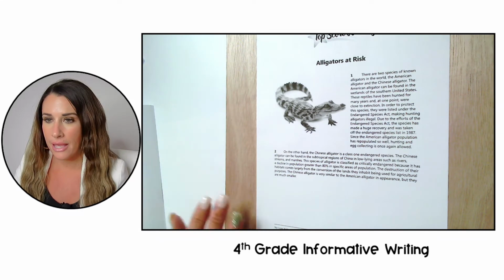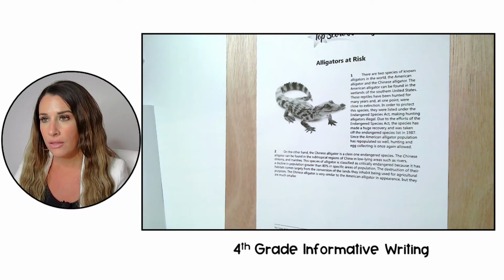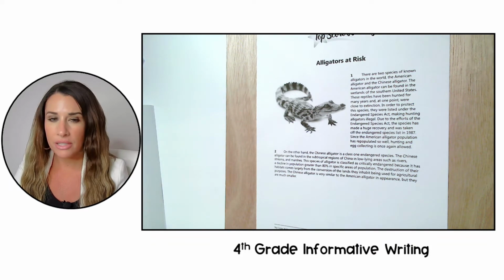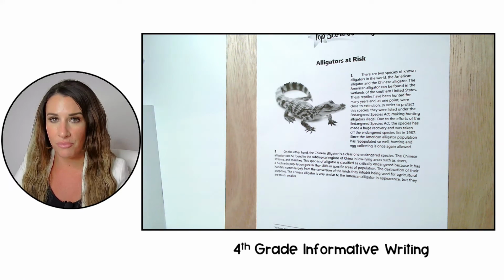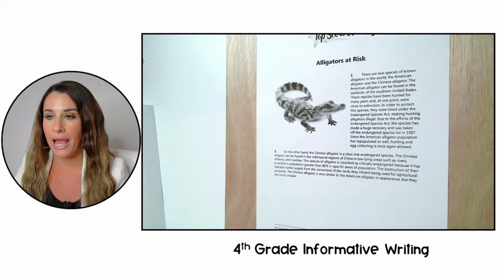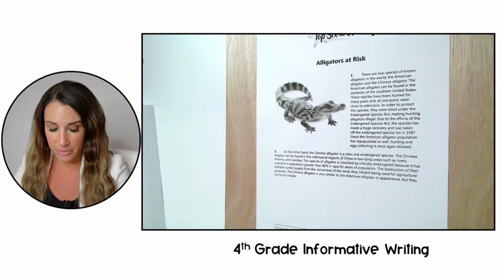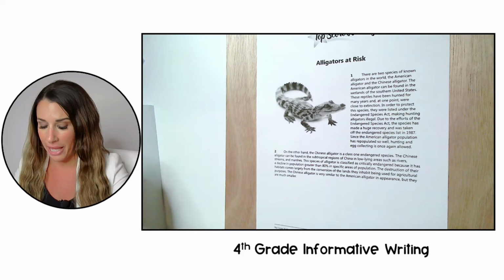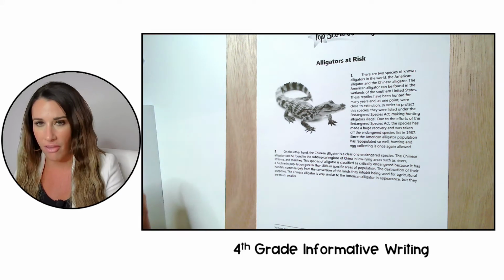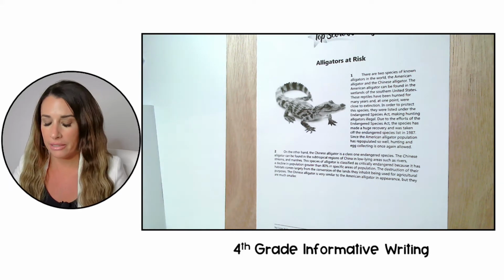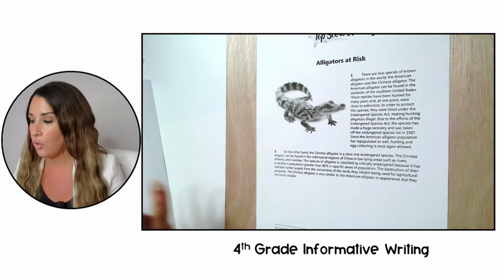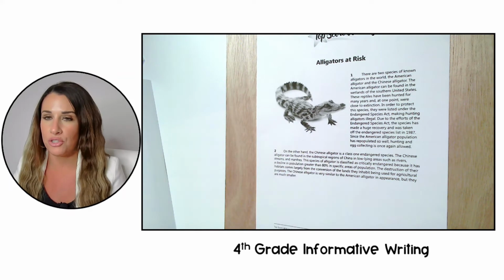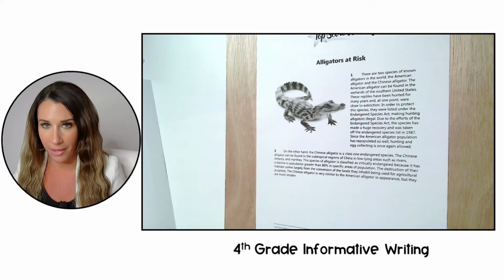Now, let's say that the activity or whatever assignment we're doing asked us to take a quote from this passage about how the Chinese alligator and the American alligator are similar. Okay, let's just say that we were writing a paragraph on that. It was about how the American and Chinese alligator are similar, and we need to find a quote in this article and put it into our writing. How would we write that?